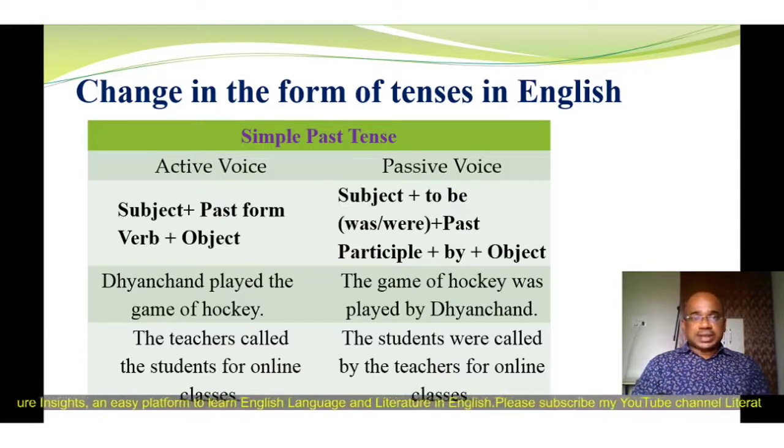So these are the structures of active voice and passive voice. So let's see the examples of active voice and passive voice. Dhyanchand played the game of hockey. The game of hockey was played by Dhyanchand.